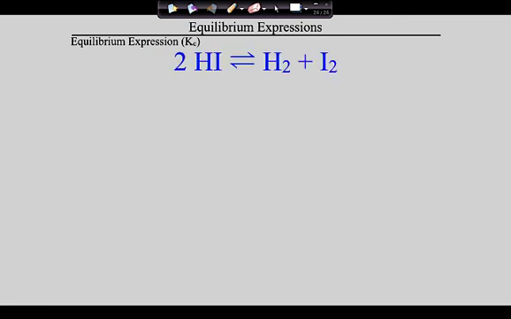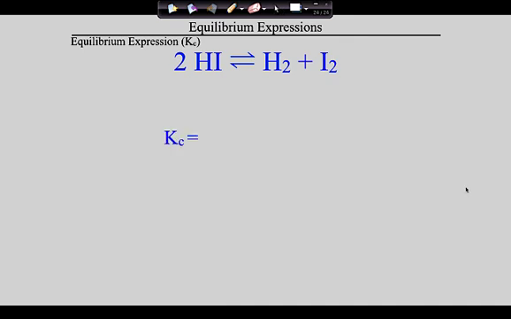Similar to the one that we just solved, we're given an equation, and the first thing that we're going to do is write a Kc expression for that reaction. Please hit pause and write out the Kc expression for this reaction.